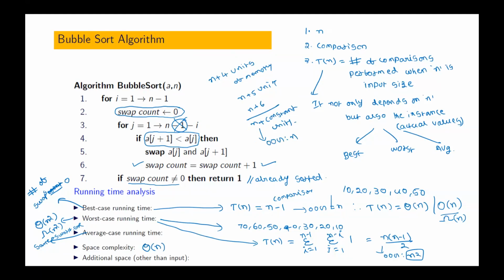Is that correct? What is the amount of additional space other than input it requires? Either 4 units or 5 units or 6 units or 7 units. Additional space is order of 1, constant. Order of 1 or theta of 1, that is constant. Hence, is this algorithm in place or not? Yes, in place. It is an in place sorting algorithm.